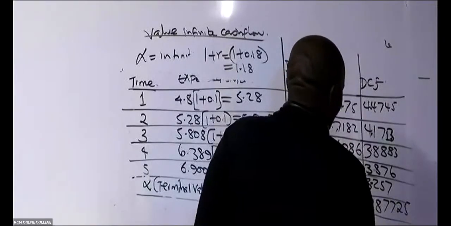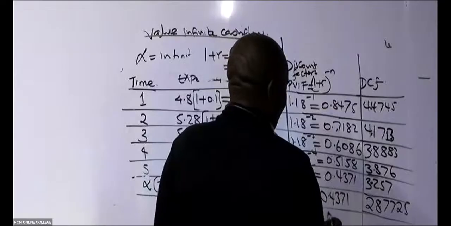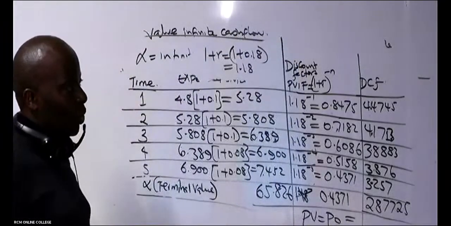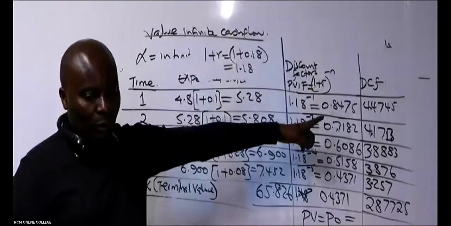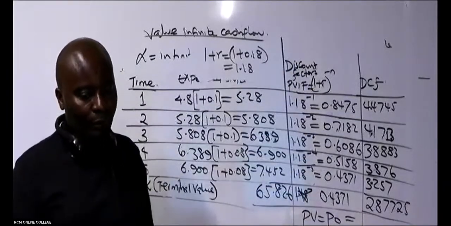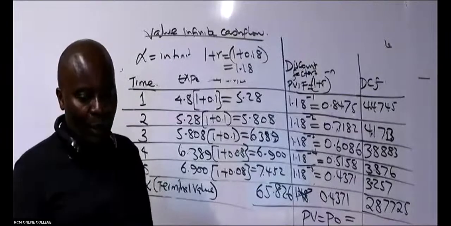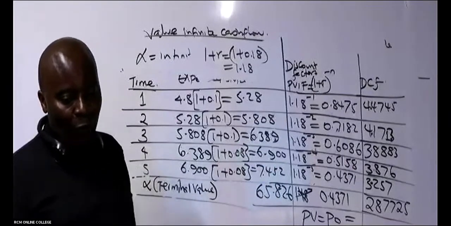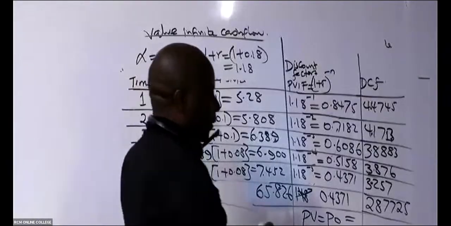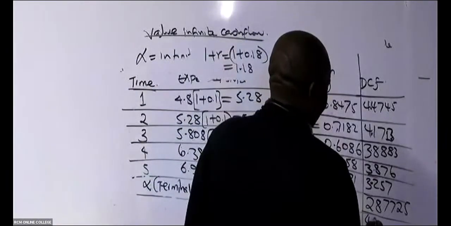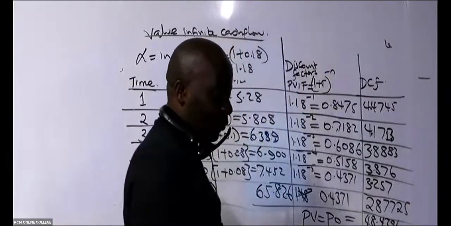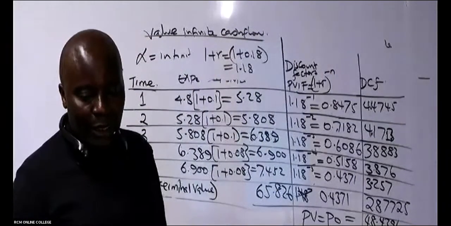Then come and give me the present value, which will be the same as my PO. You add everything now. Thank you so much. According to Pius, we have 48.4396.